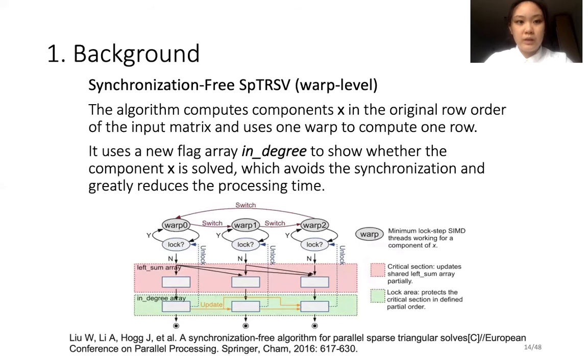This is the warp-level synchronization-free sparse triangle solve proposed by Liu and others in 2016. The algorithm computes the component X in the original row order of the input matrix and uses one warp to compute one row. And it adds a new flag array in_degree to show whether the component X is solved, which avoids the synchronization and greatly reduces the processing time.